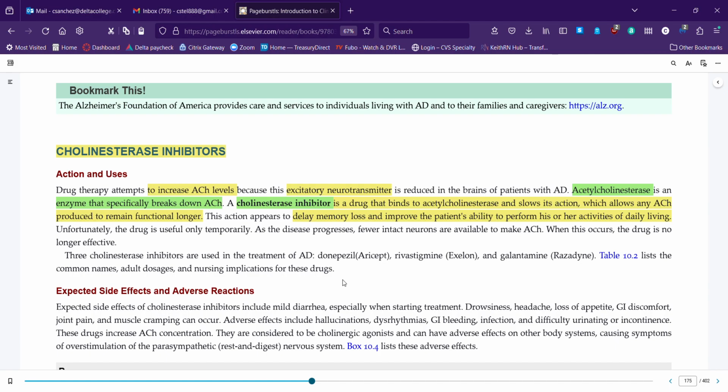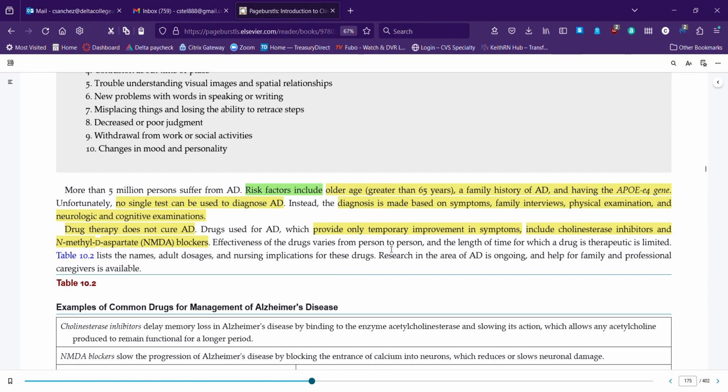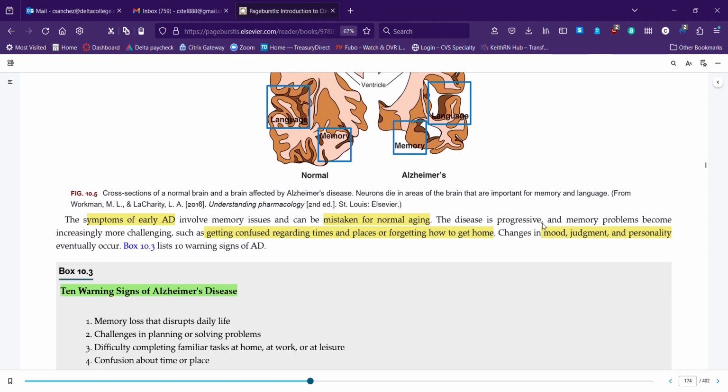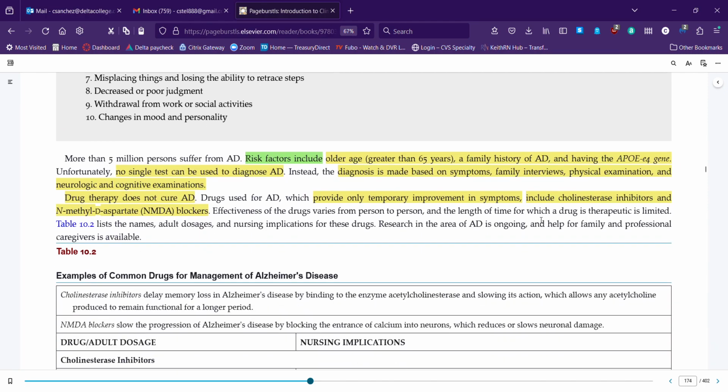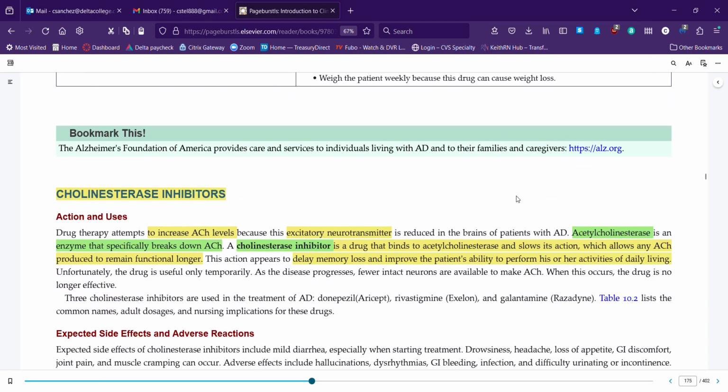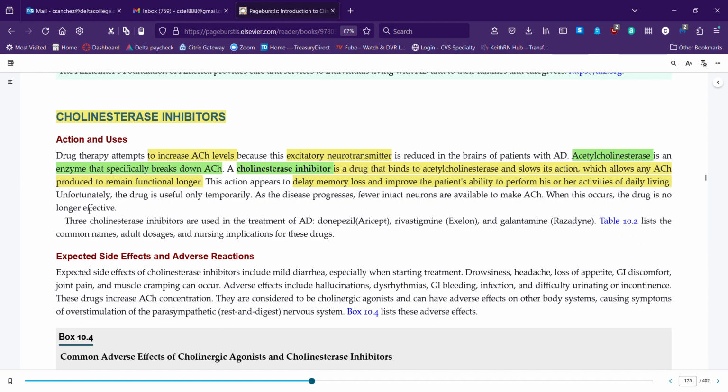So as the disease progresses, fewer intact neurons are available to even make the acetylcholine. And that's when the drug is no longer effective. So as we looked at this picture up here, as we have all these areas of the brain that are no longer there, then it's going to have less and less neurons to produce and to release that acetylcholine. And that's what makes it no longer effective.